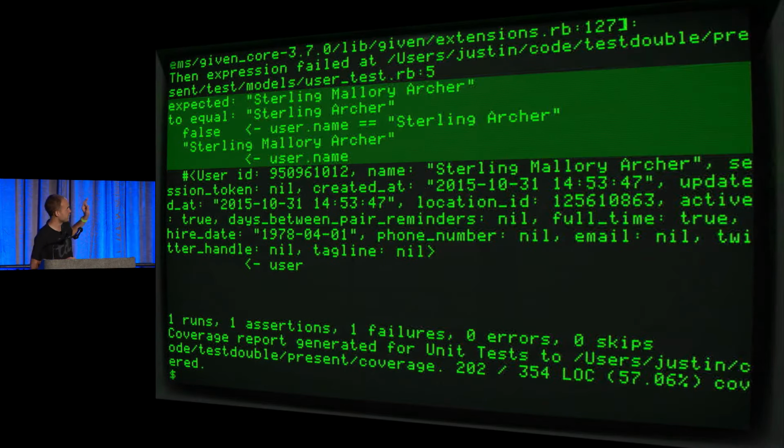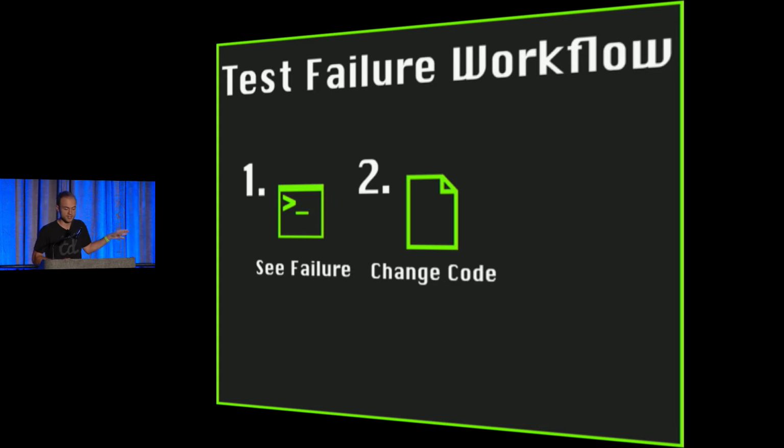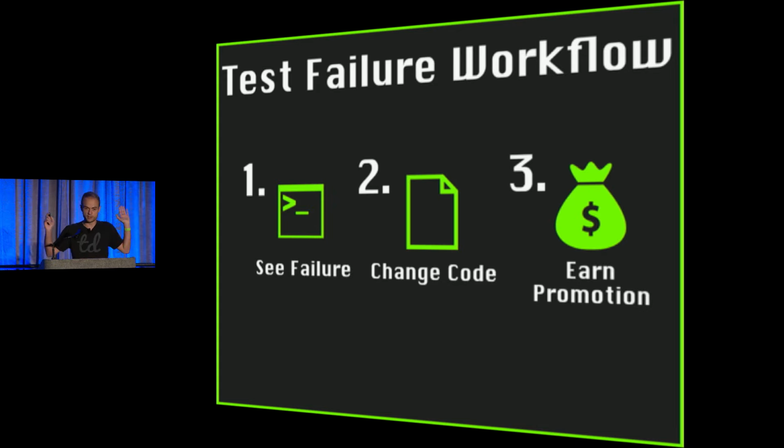Zooming in on it, you can see it prints out the expected, the equals. It actually is interpreting and invoking that whole little block. So you can see that evaluates to false. The thing on the left evaluates to that string, which was wrong. And it actually goes and keeps calling it as long as it's callable. So the thing underneath the highlighted area is the printout of the active record model, and I can read all the properties on it. It's so helpful of an error message that very often when I'm using given, my test failure workflow is I see the failure, I change the code, and then I earn a big juicy promotion because I'm so much better at my job now.